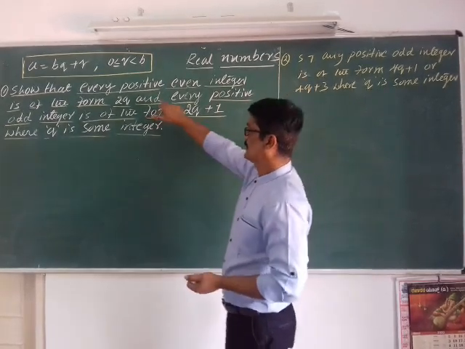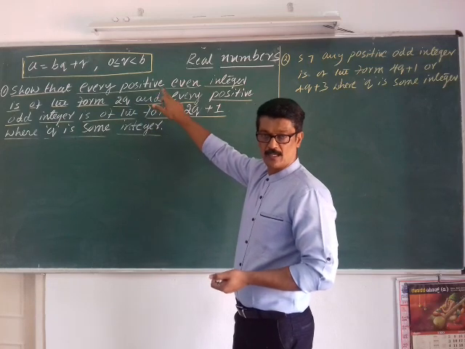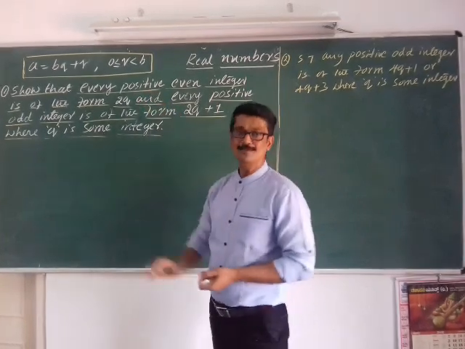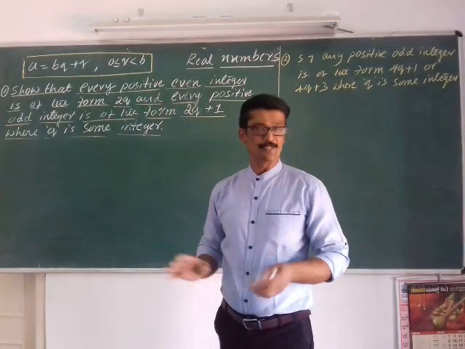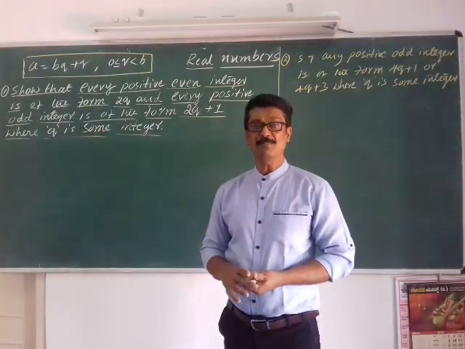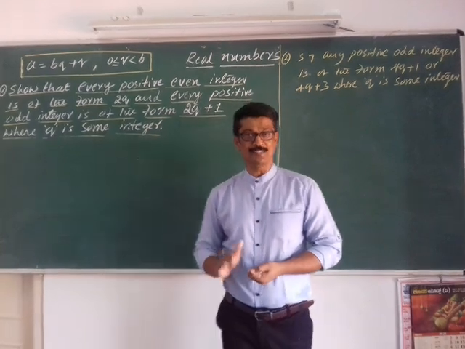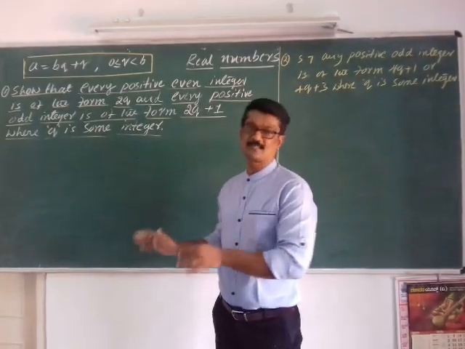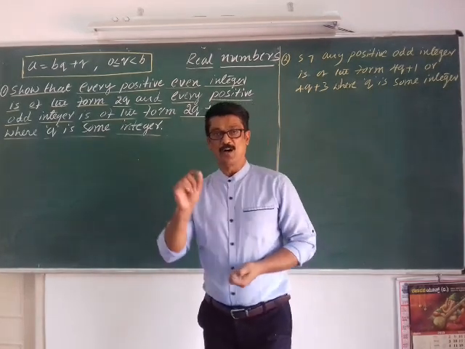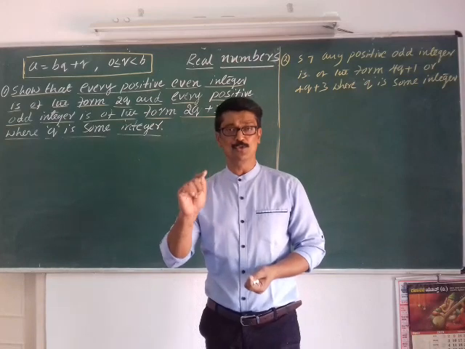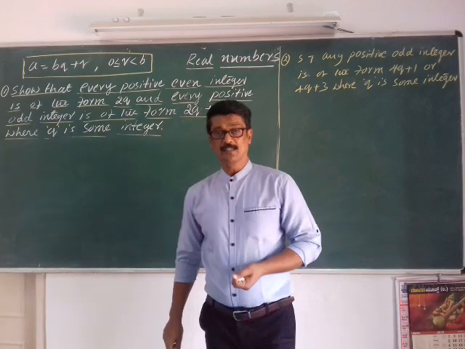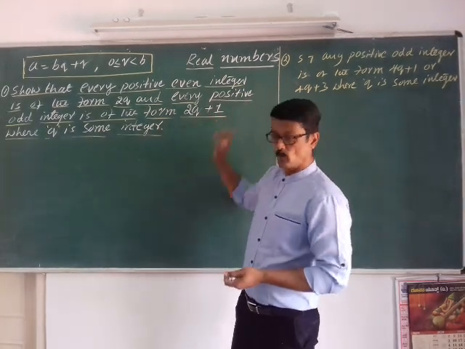Children, here you have to understand this one. We apply Euclid's division lemma to positive integers, not to negative integers, but it can be extended to all integers except 0. But we shall not discuss this aspect at this stage. We consider only positive integers. So a positive even integer is of the form 2q and a positive odd integer is of the form 2q plus 1.